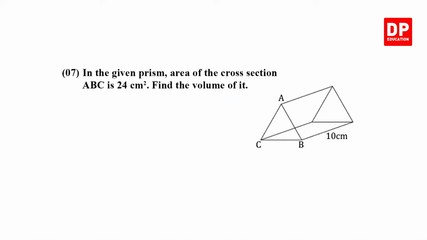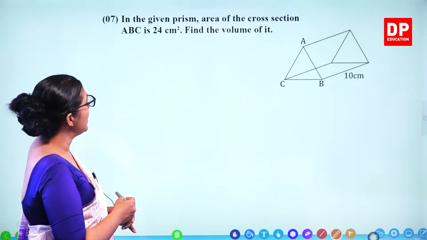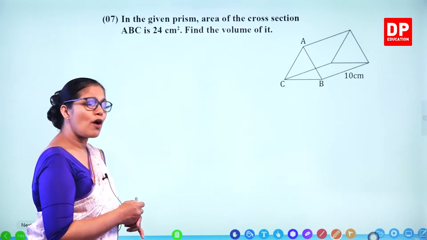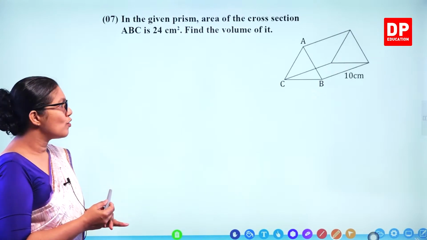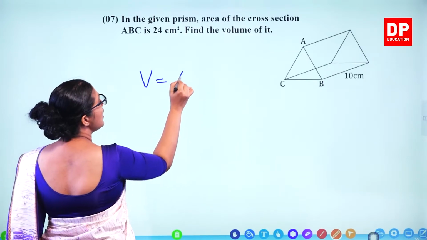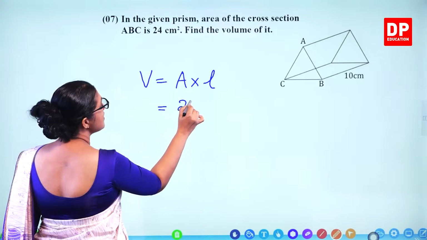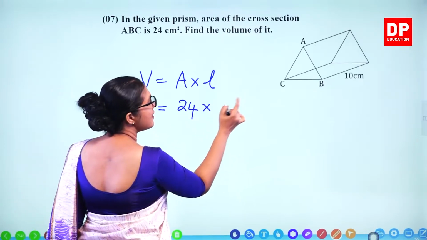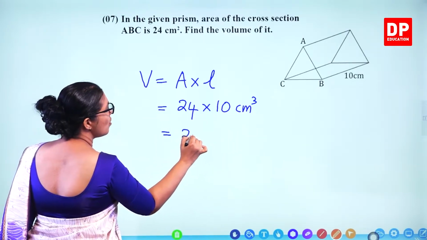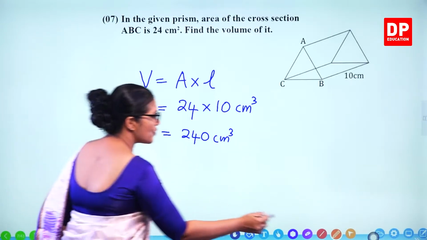Question number 7. In the given prism, area of the cross section ABC is 24 square centimeters. Find the volume of it. So how do you find out the volume? Cross sectional area into length. So volume is equal to A, the cross sectional area, into length. It's given the cross sectional area is 24, length is 10 centimeters. So this is in cubic centimeters, 240 cubic centimeters. So 2 marks.